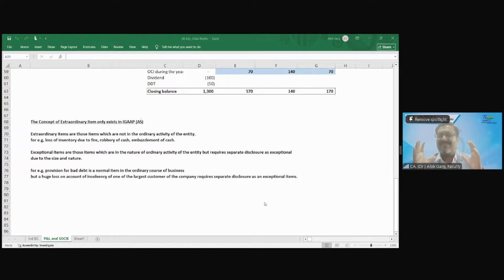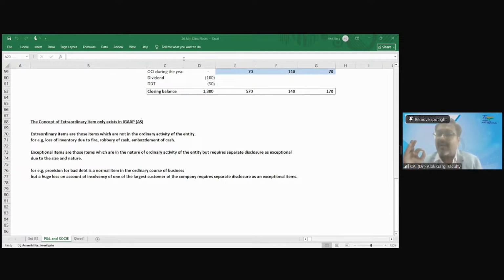So to cut a long story short, nothing is extraordinary. When you run a business, these kinds of losses and natural calamities will come. That is why IFRS says that nothing is extraordinary. At the max, it could be exceptional. So friends, the concept of extraordinary is not there in IFRS and hence it is not there in Ind AS also.